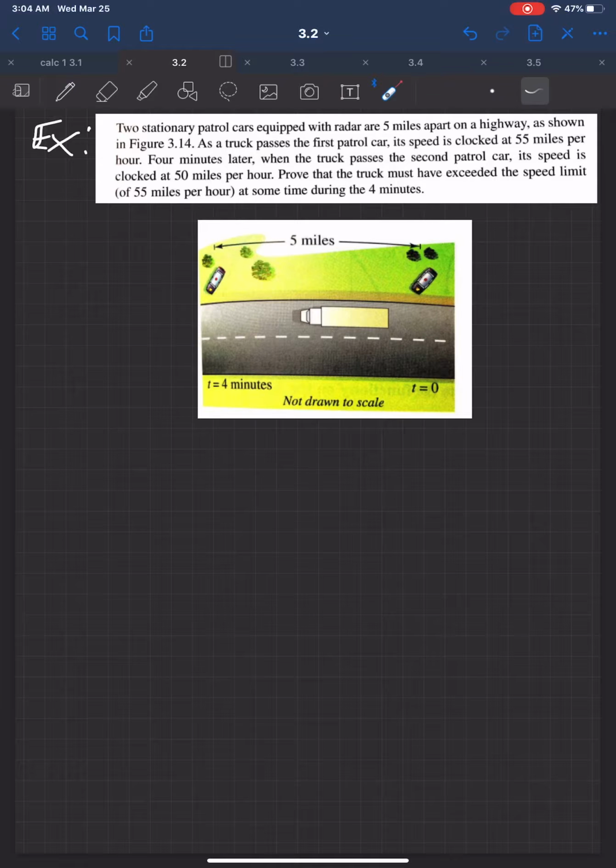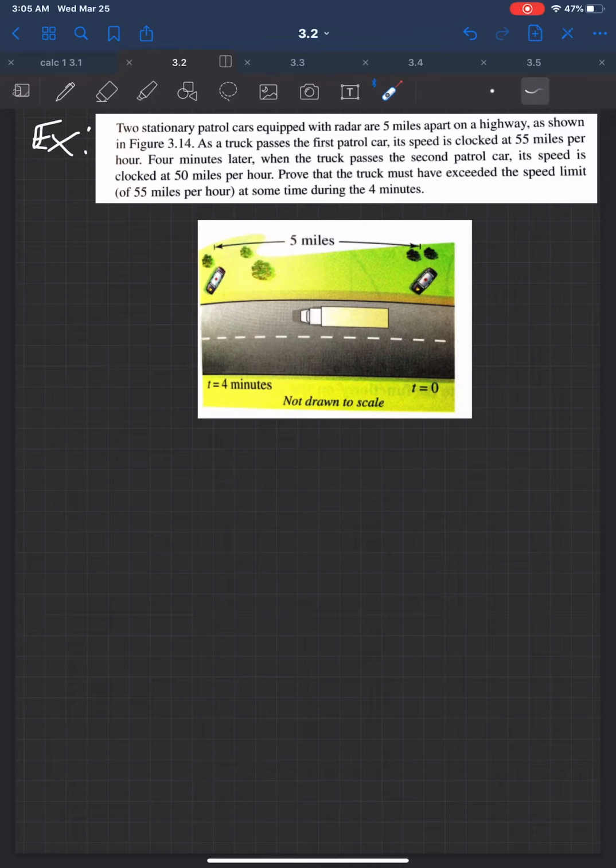Assume you have two stationary patrol cars equipped with radar. So we have a police officer here, a police officer here, and these patrol cars are 5 miles apart from each other. Now, as a truck passes the first patrol car, its speed is clocked at 55 miles per hour. Now, 4 minutes later, that same truck passes the second patrol car, and the second patrol car clocks it at 50 miles per hour.